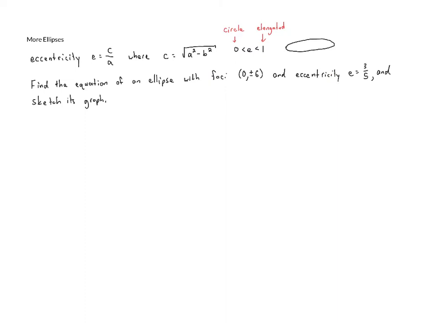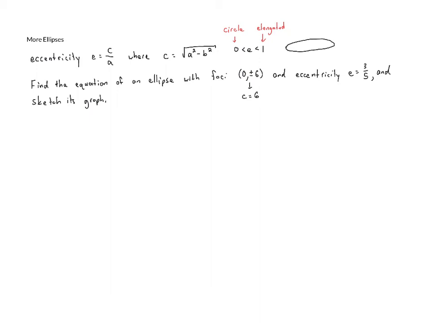Find the equation of an ellipse with foci at 0, plus or minus 6, and eccentricity E equals 3/5, and then sketch the graph. Because the foci are located at 0, plus or minus 6, this tells us that the value of C is equal to 6, because each focus is 6 units away from the center of the ellipse, which is at the origin.